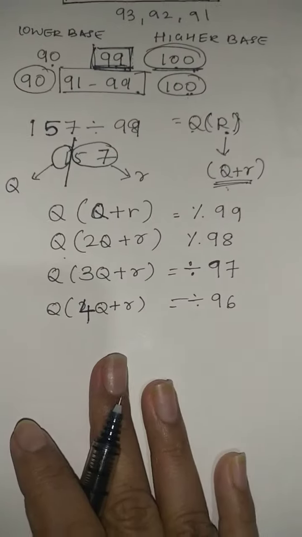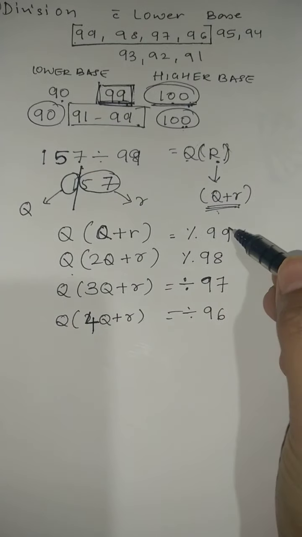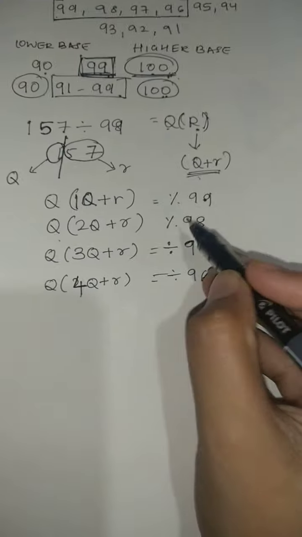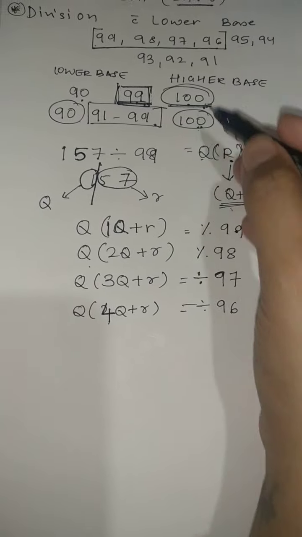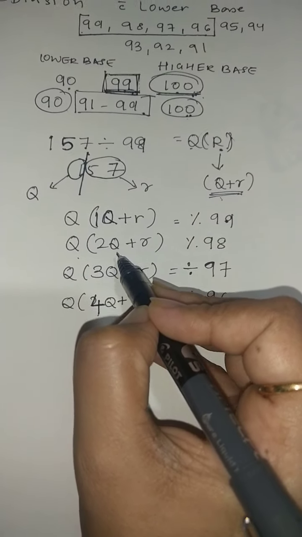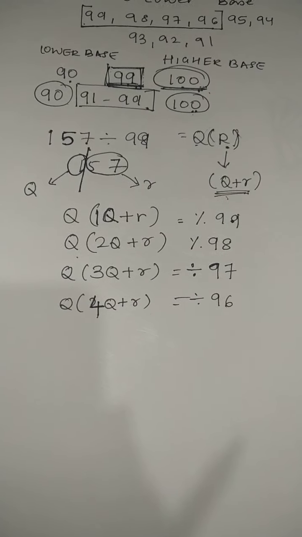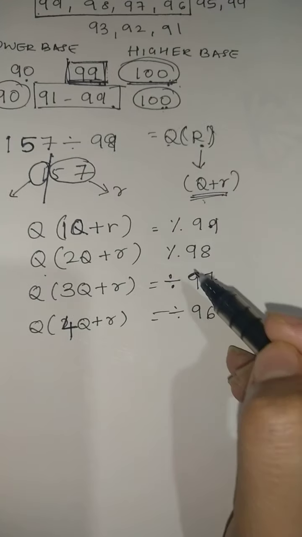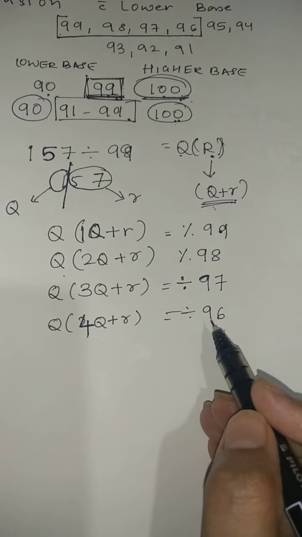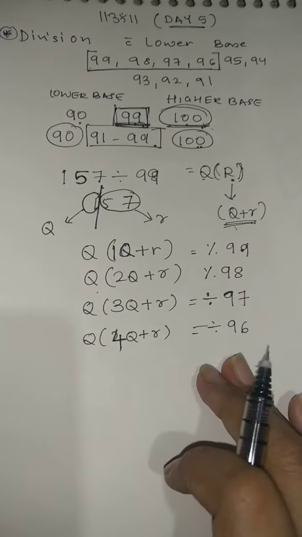Because we compare this with our higher base value. 100 minus 99, how much is it? 1. That's why 1Q. 100 minus 98, how much is it? When you subtract the lower number 98 from the higher base, it is 2, so 2Q. Similarly, for 97, it is 3Q, because 100 minus 97 is 3. For 96, 4Q. For 95 it would be 5Q, but today we are just doing till 96, so I will teach you all till 96.